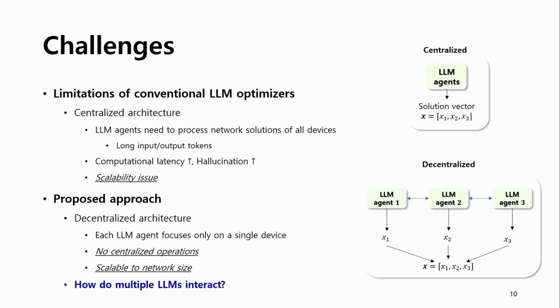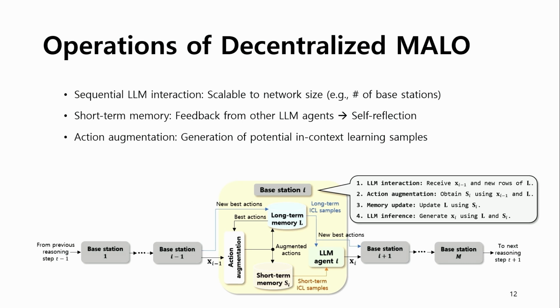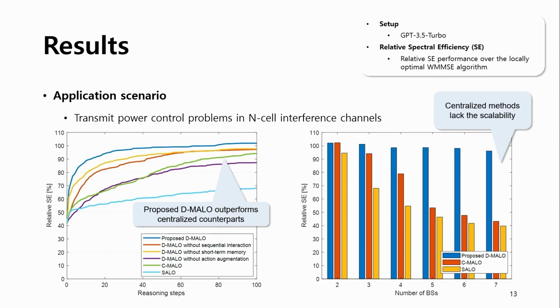I'll skip the details, but I'll show you the structure of our system. Assuming that we have m different base stations, each base station computes its local solution, and then exchanges the local solution with the neighbors by careful design. This is the final result. The y-axis shows the relative spectral efficiency. The optimum spectral efficiency for the interference channel is well known to be generated by the weighted MMSE algorithm. This is the theoretical optimum.